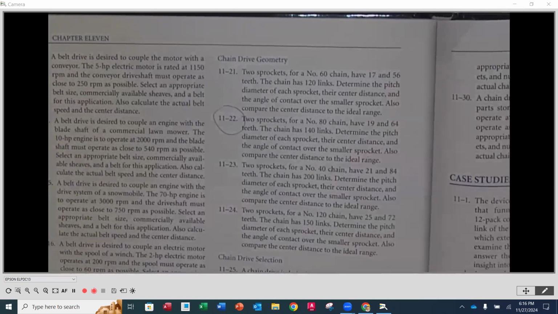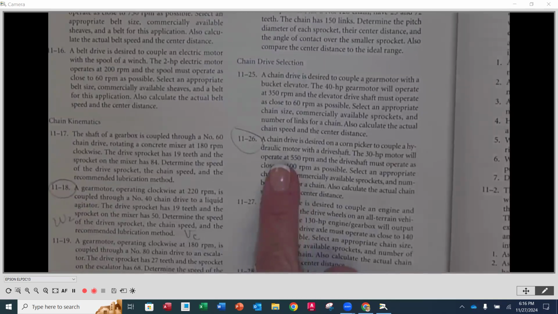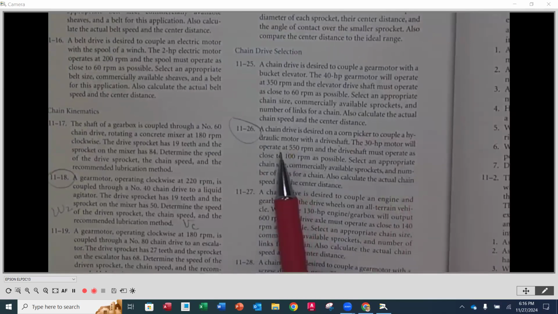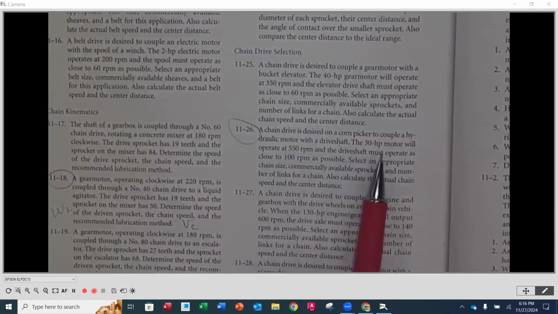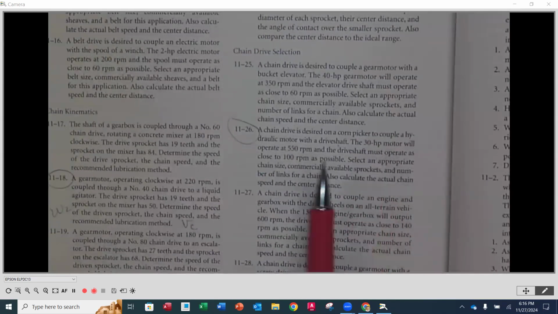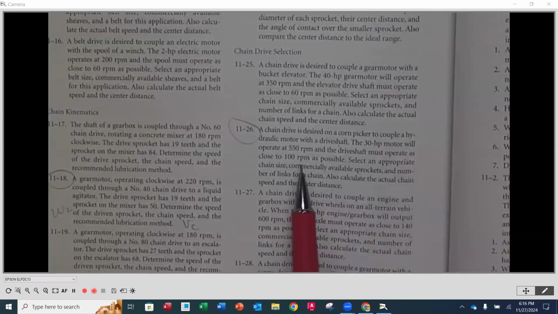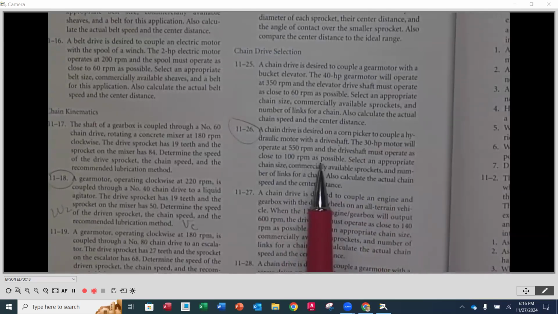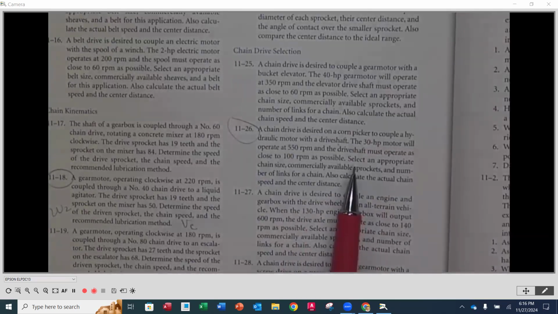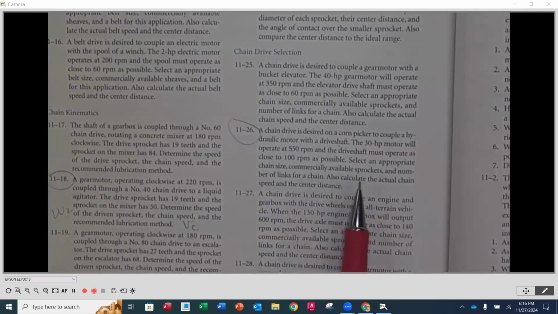And then the very last problem is going to be like the one we just did. So just one of these, that's going to be 11-26: the chain drive designed for a corn picker to couple a hydraulic motor with a drive shaft. The 330 horsepower motor will operate at 550 RPMs, and the drive shaft must operate at 100 RPMs or as close to 100 RPMs as possible. So it doesn't have to be exact, but they want you to select appropriate commercially available sprockets.